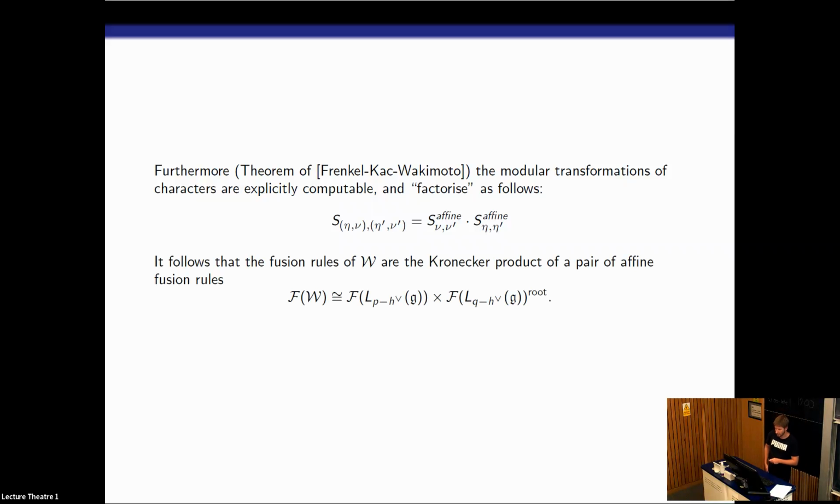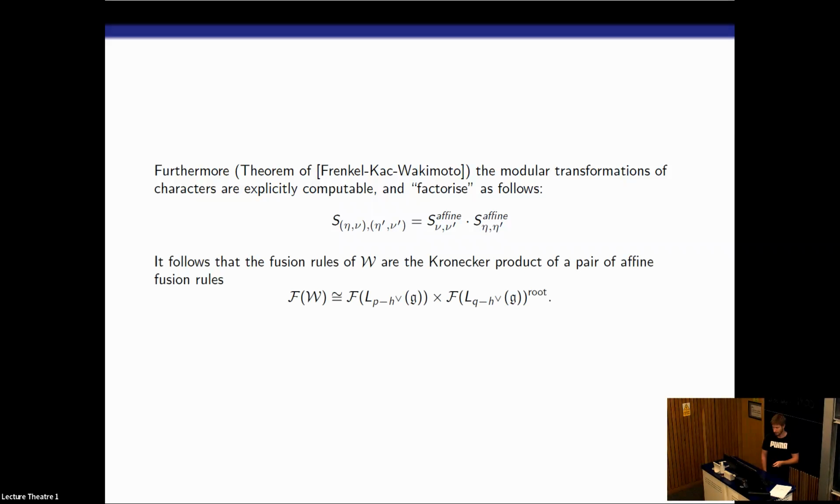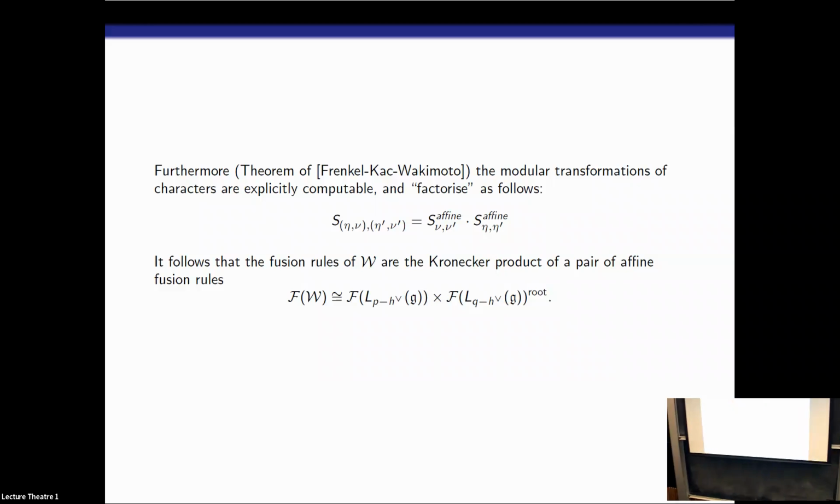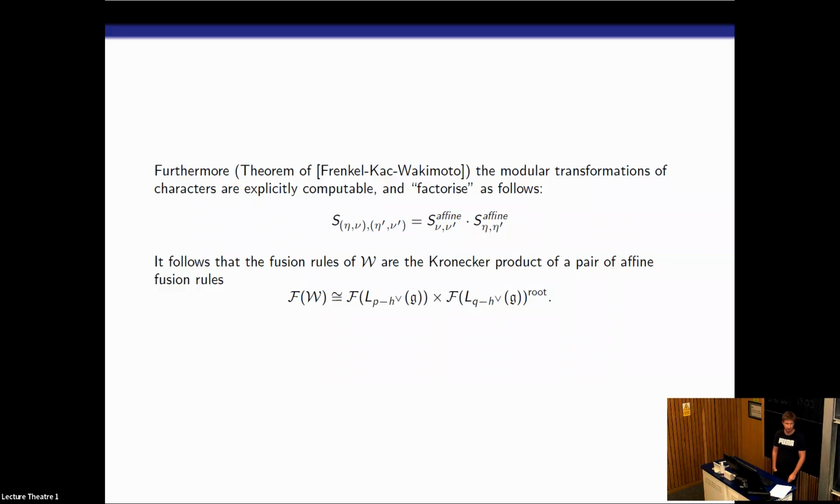So the result is that what I'll call the fusion, I should have written the name of this, we have some corresponding modular tensor category. If you look at the Grothendieck group, then that's a commutative algebra. And this is basically just the product of two affine fusion rings, one associated to P and the other associated to Q, precisely because of this factorization of the S matrix.